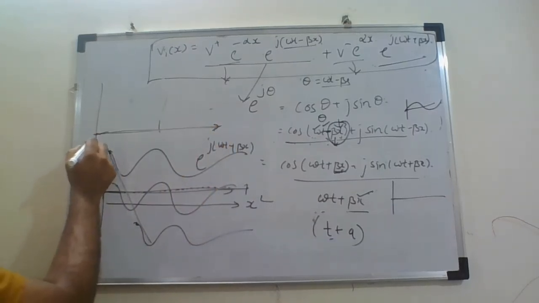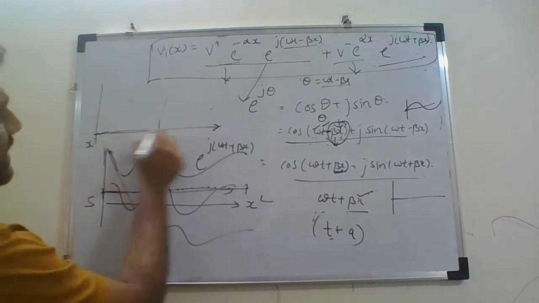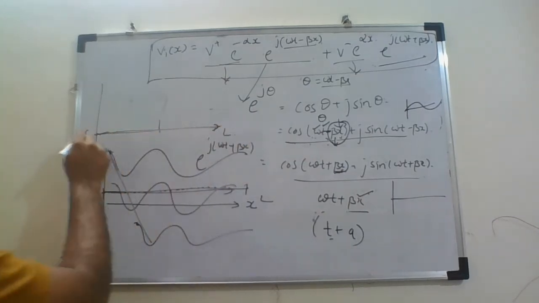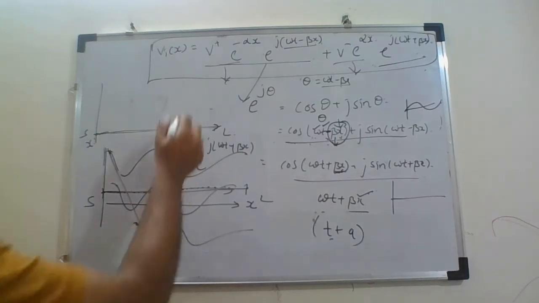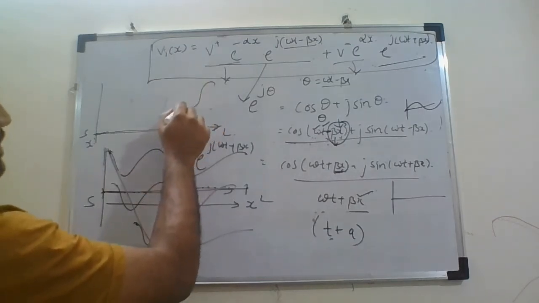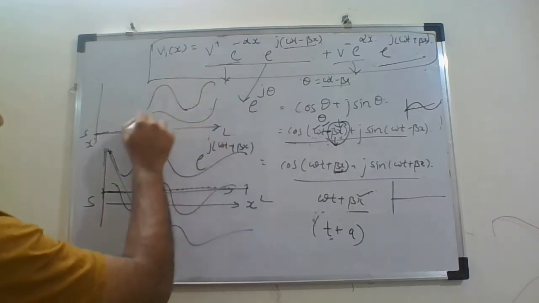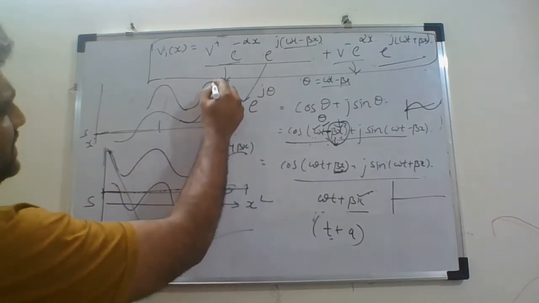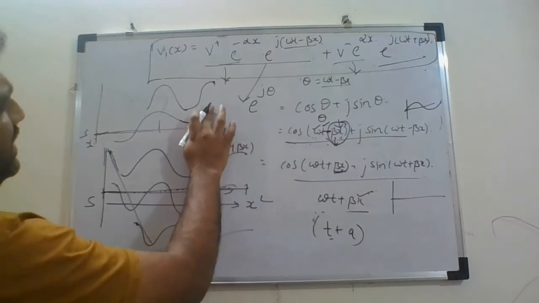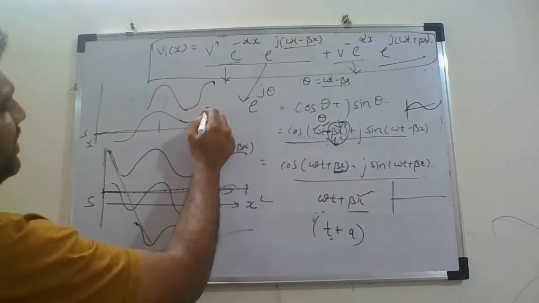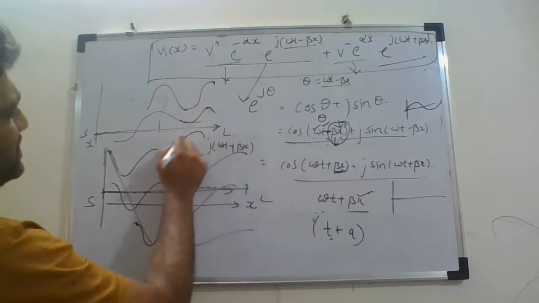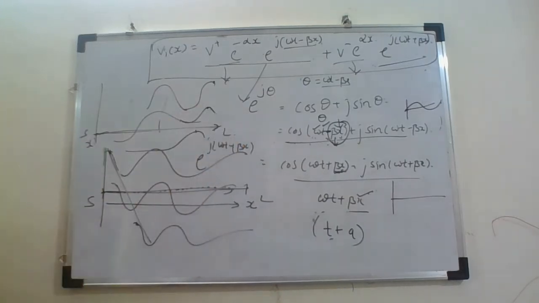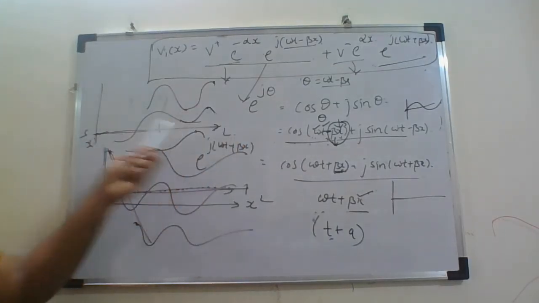Okay, so this is the x value. As I increase the x value, that is, as I move towards the load end, I can observe that the phase is getting shifted. That means this wave is traveling in the opposite direction. So any point that we have is moving towards the load end, sorry, towards the source end.